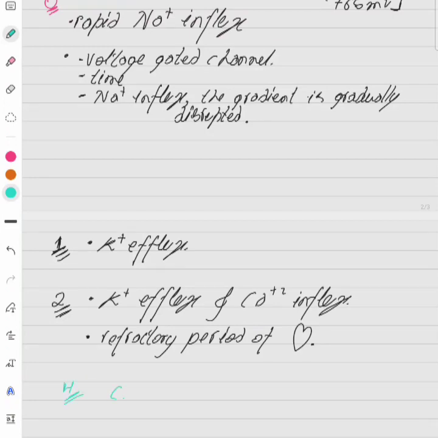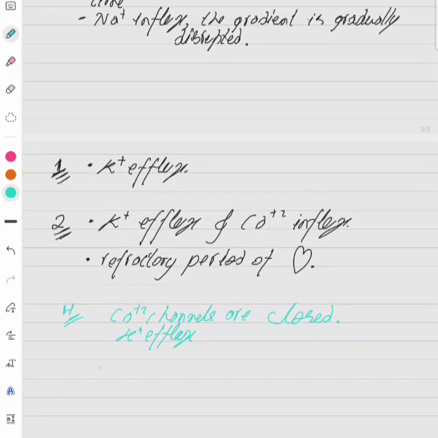During number 4, calcium channels are closed, and the closure of calcium channels again leads to potassium efflux being the only driving force driving the change in potential of the cell. And after all this, the cell has again achieved its RMP, or resting membrane potential.